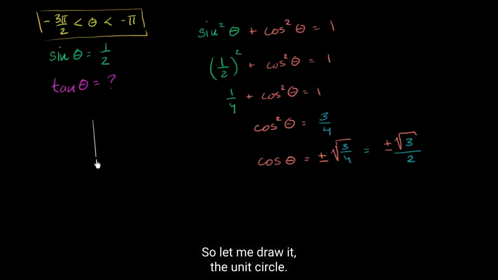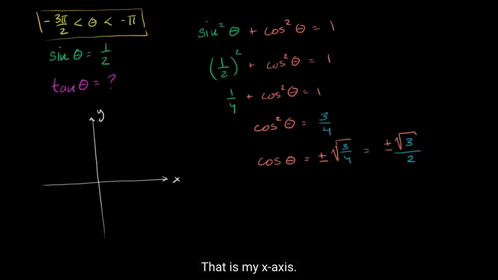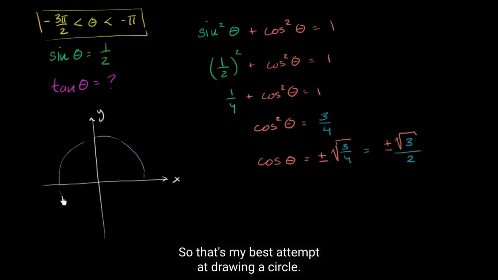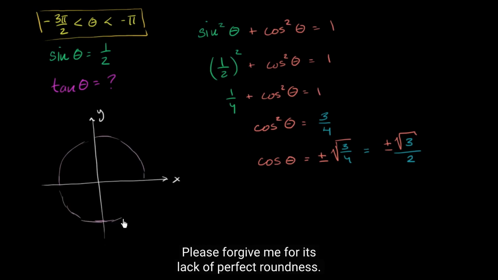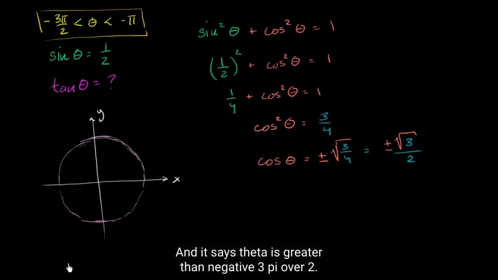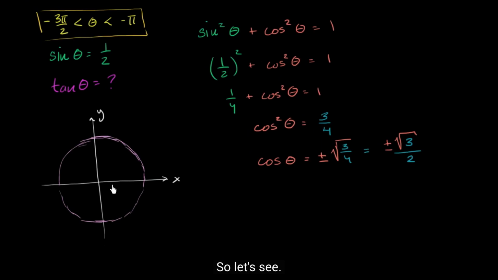So unit circle, that's my y-axis. That is my x-axis. And I will draw the unit circle in pink. So that's my best attempt at drawing a circle. Please forgive me for its lack of perfect roundness. And it says theta is greater than negative 3 pi over 2. So where's negative 3 pi over 2? So let's see, this is negative pi over 2. So if this is one side of the angle, let me do this in a color.